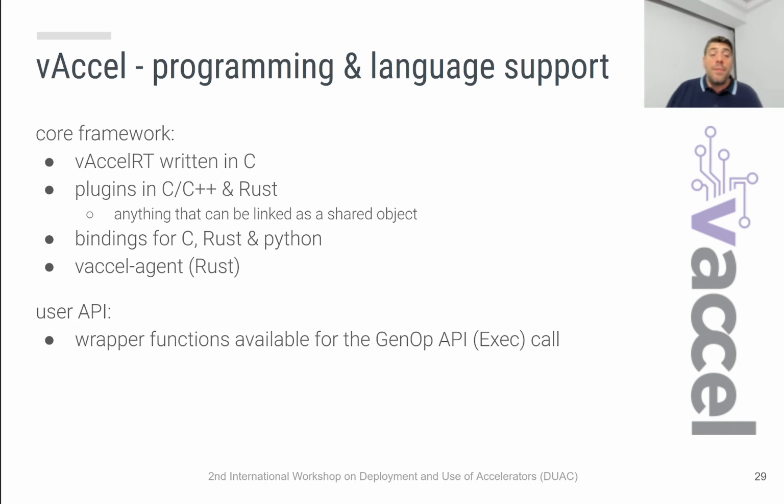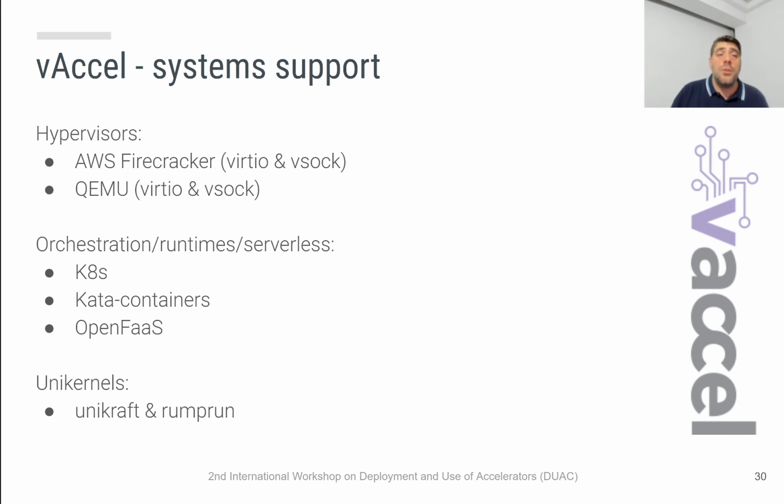We have some wrapper functions and macros available for the GenOp API call, so that existing applications can easily use VAccel for hardware acceleration. We've got system support for AWS Firecracker. We've got a custom virtio backend. Of course, vsock is supported out of the box. The same stands for QEMU. We have a custom virtio backend and vsock is supported out of the box.